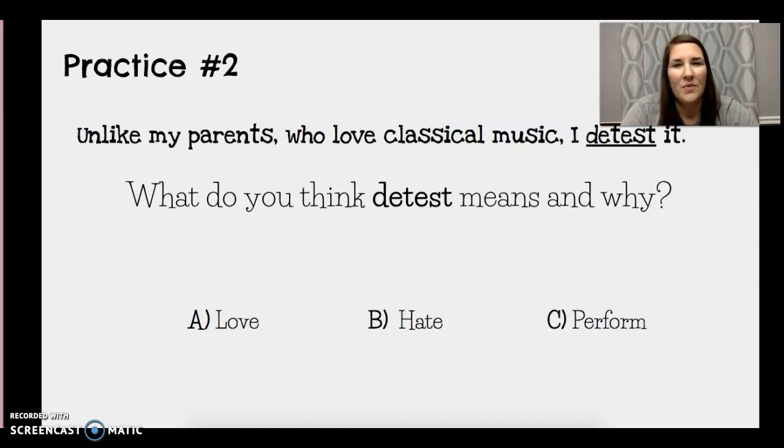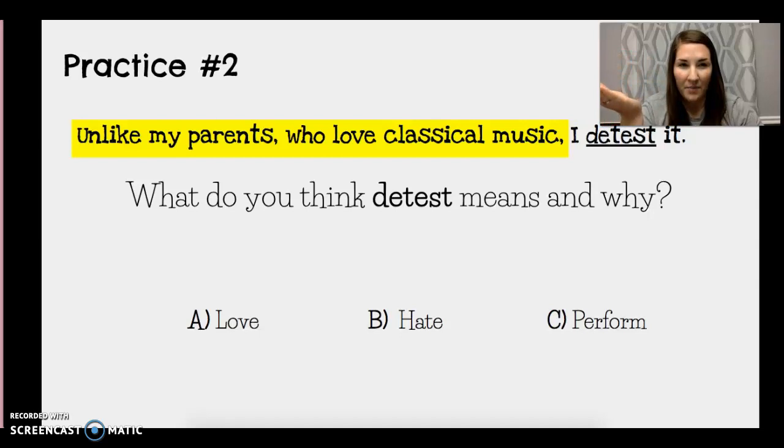All right, so detest. Unlike my parents who love classical music, I detest it. So this one actually is giving me an antonym. It says, unlike my parents who love classical music. If my parents love it and I'm unlike my parents, that means that I have to be the opposite of loving it. So if detest is the opposite of love, then the best answer would be hate, that I hate classical music.